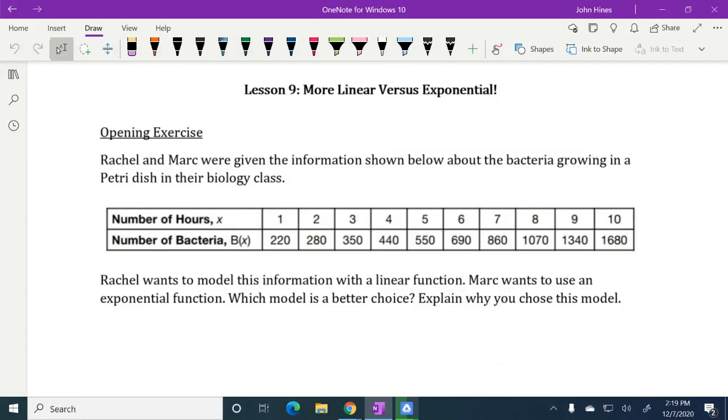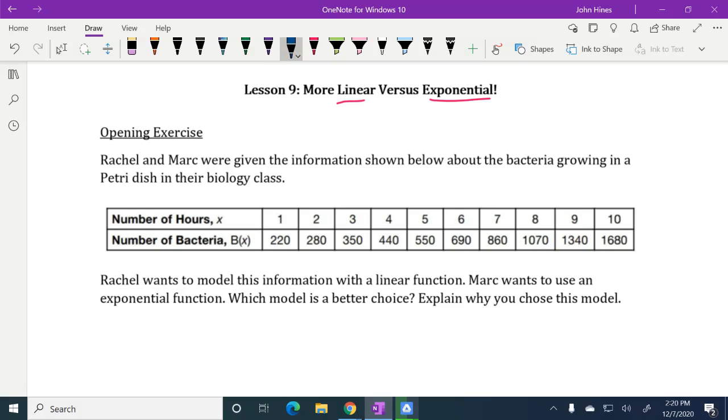Hi everybody, welcome to lesson 9 here, where we're going to continue looking at linear and exponential functions. So let's start with this opening exercise here. Rachel and Mark were given the information shown below about bacteria growing in a petri dish in their biology class. Rachel wants to use a linear function, Mark wants to use exponential. Who's a better choice and why? So see how you do with this problem. Do we go with Rachel or do we go with Mark?